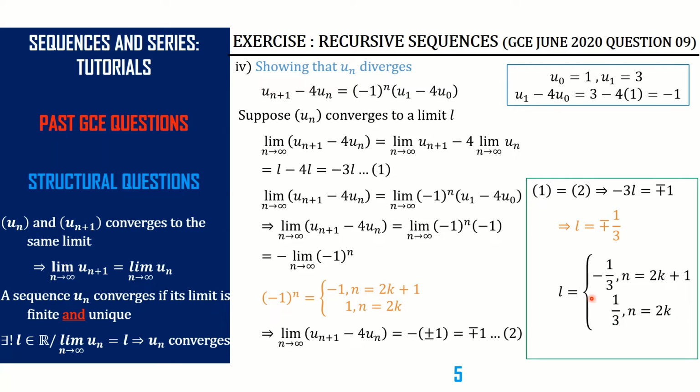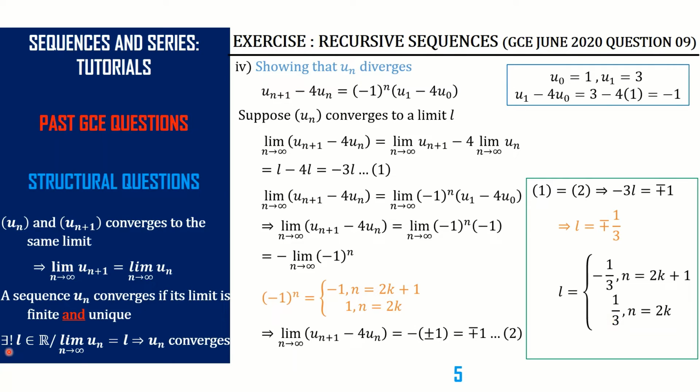So we see that the limit of this sequence depends on the value of n. If n is even, the value gives us 1/3. If n is odd, the value gives us negative 1/3. So it is contradicting the uniqueness property, because negative 1/3 and 1/3 both belong to the set of real numbers.